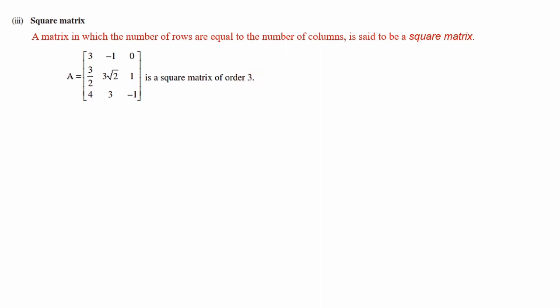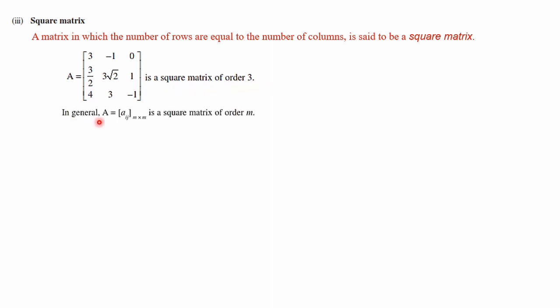Here in this case you might have noticed order is written using only one value. Means for a square matrix, since the number of rows and columns are equal, it is enough to write only one value. That means number of rows. Surely it will be equal to number of columns. So it is a 3 by 3 matrix. So we write it as a square matrix of order 3.